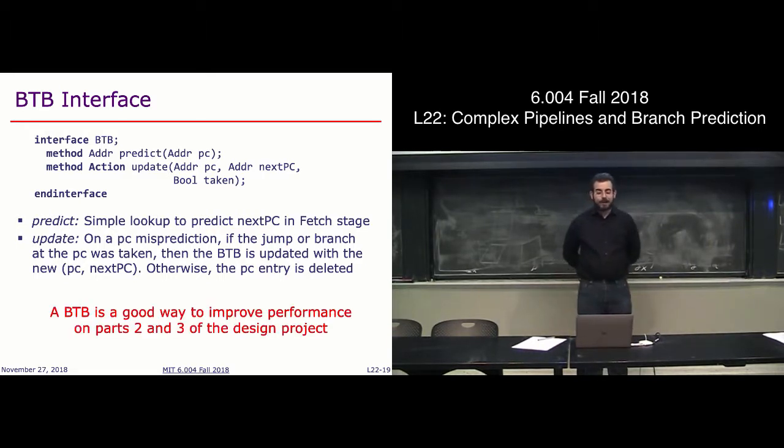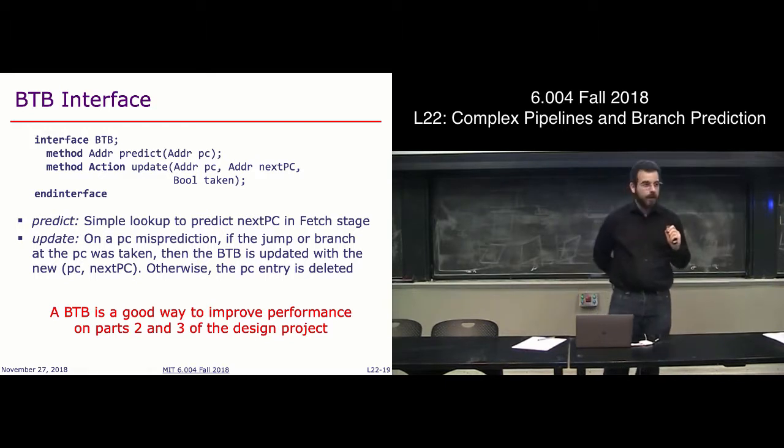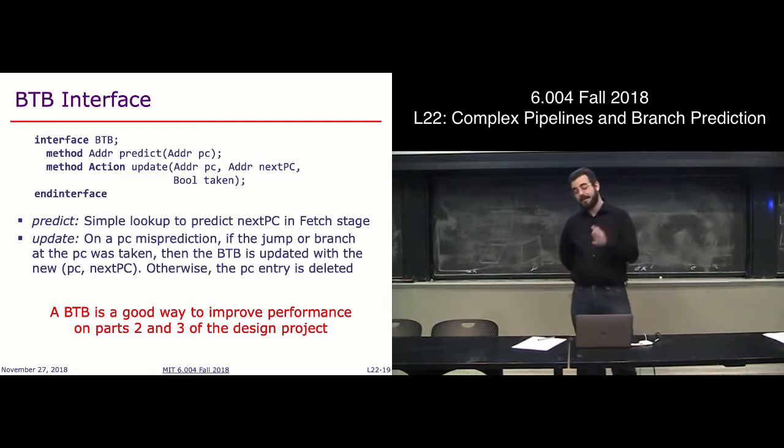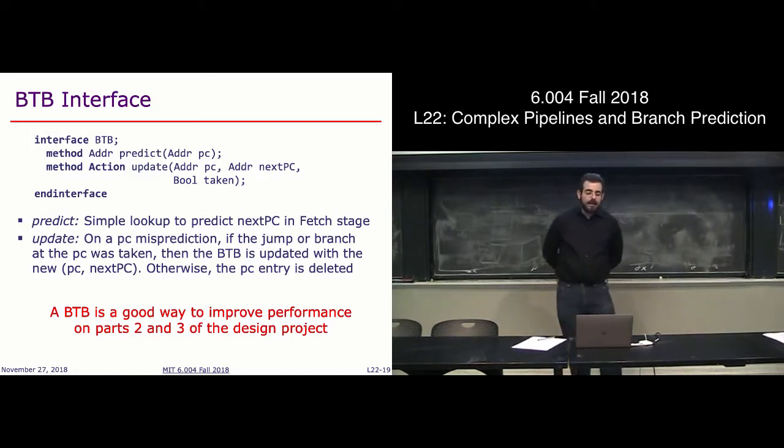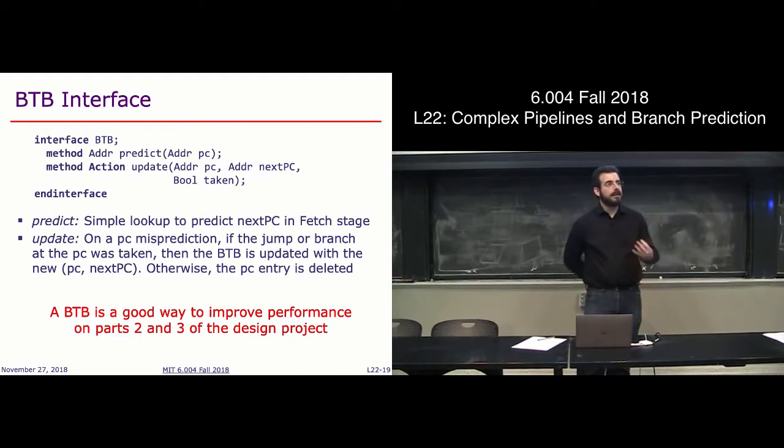Okay, so this is a good way to improve performance of parts 2 and 3 of the design project. In fact, for part 2, if you really work hard at it, you can do all the redirection and next PC computation in the decode stage, but that's if you really, really want to. If you really work on reducing clock cycle time, you can do it under the 550 picosecond target that part 2 requires. But if you don't go that far, it's actually really easy to use this BTB on the fetch stage and get good prediction accuracy.